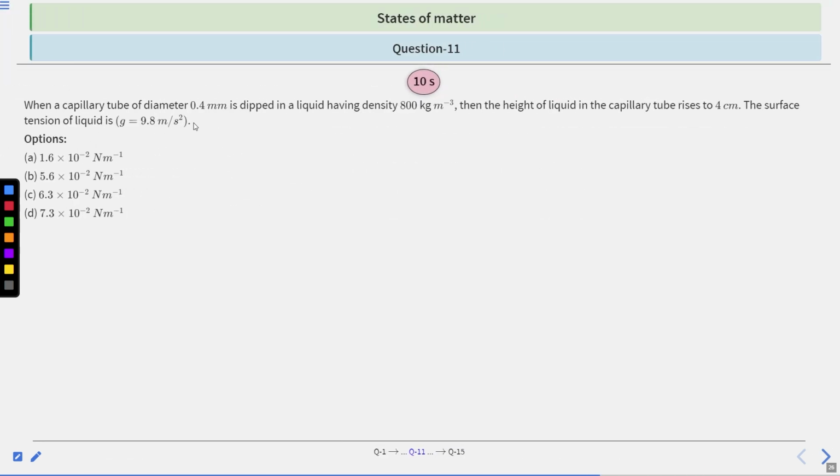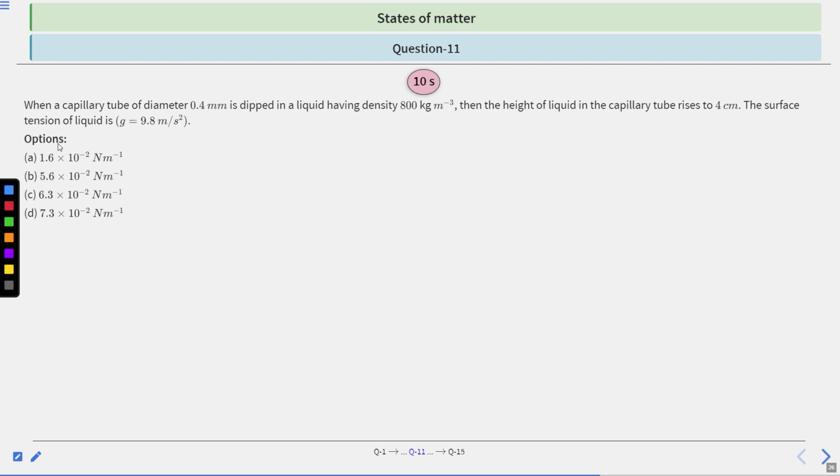When a capillary tube of diameter 0.4 mm is dipped in a liquid having density 800 kg per meter cube, then the height of liquid in the capillary tube rises to 4 cm. The surface tension of the liquid is? G is given here as 9.8 meter per second square.